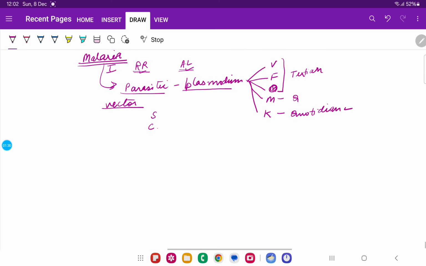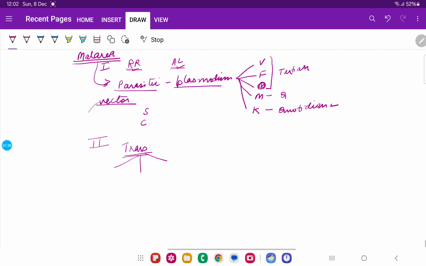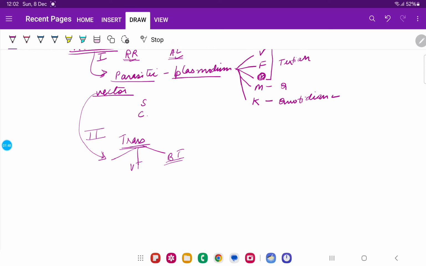Now, how does the transmission occur? Transmission occurs through three routes. Either there is a bite of the vector, or there is vertical transmission from mother to child, or there is transmission through blood transfusion, which is rare.